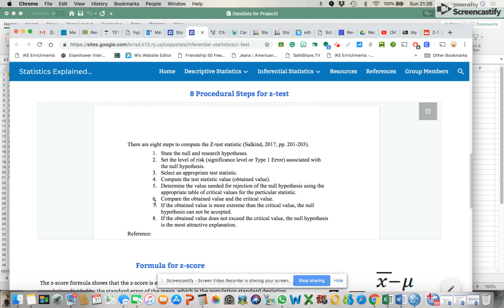Number 7, if the obtained value is more extreme than the critical value, the null hypothesis cannot be accepted. If the obtained value does not exceed the critical value, the null hypothesis is the most attractive.